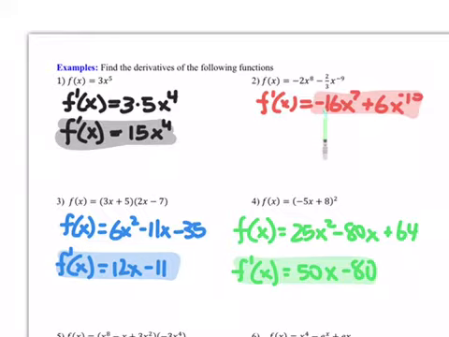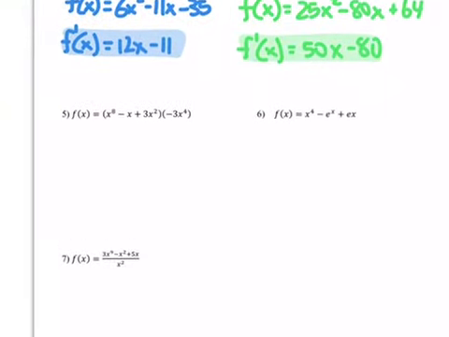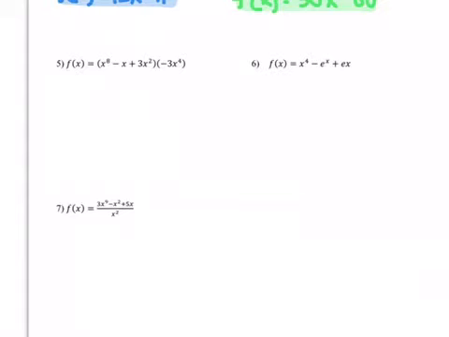The derivative in the second one is negative 16x to the seventh. The trick in the second part is that we are, again, subtracting 1 from this power of negative 9 to make that negative 10. Some of you might have had a negative 8. Be careful with that. Likewise, down here I get a derivative of 12x minus 11 and 50x minus 80 for number 4. Go ahead and pause the video again, and let me scroll down a little bit and do number 5, 6, and 7.